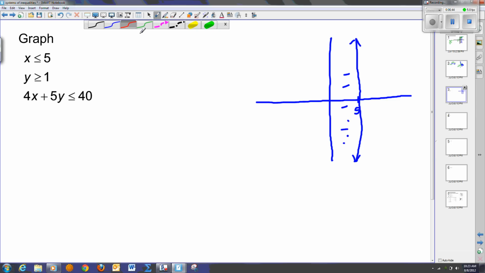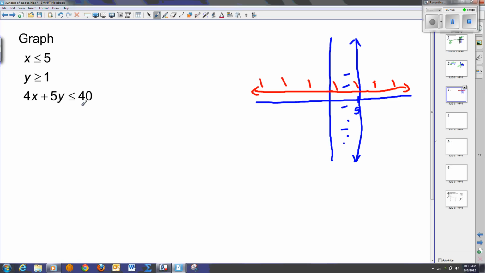Next, we'll take and graph y is greater than 1. Well, here's y is equal to 1. And we know y equals graphs are horizontal. And where are all the y values greater than 1? Above that line. So I've shaded that area.